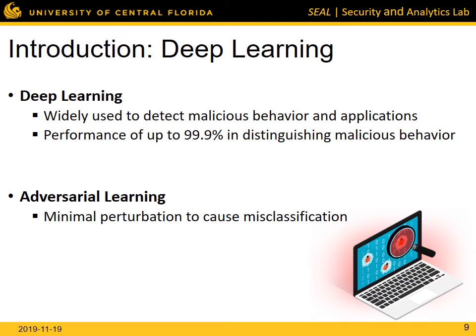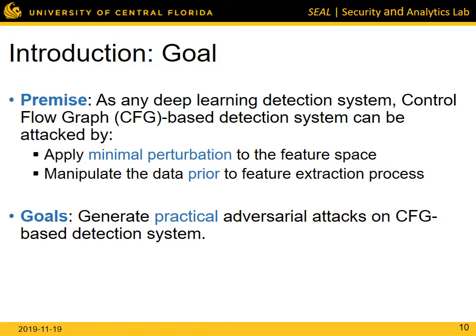Recently, various deep learning-based IoT malware detection systems were proposed in the academic literature, achieving up to 99.9% accuracy. Similarly, applications of adversarial learning came to light by applying minimal perturbations to the input data to cause misclassification. Our goal in this study is to investigate the robustness of deep learning systems against practical adversarial examples. The practical adversarial examples are samples generated from original IoT malware with the same malicious functionality and classified as benign.